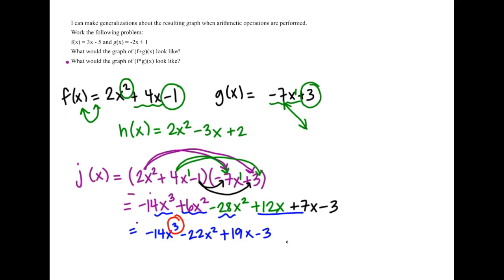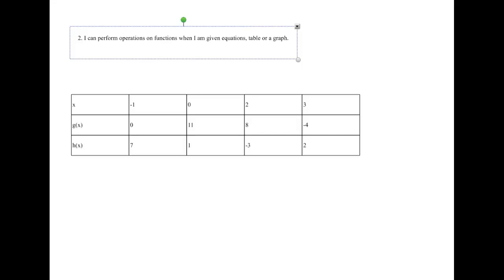So now my graph will look like this. We will talk about those next week also, but my graph changes shape. It's no longer quadratic, no longer a U-shaped graph. I've moved to a cubic function. That happens when you multiply and divide. Those graphs can change shape. All right, so that's the first question. Can you tell what those graphs look like? All right, let's look at the next I can statement.